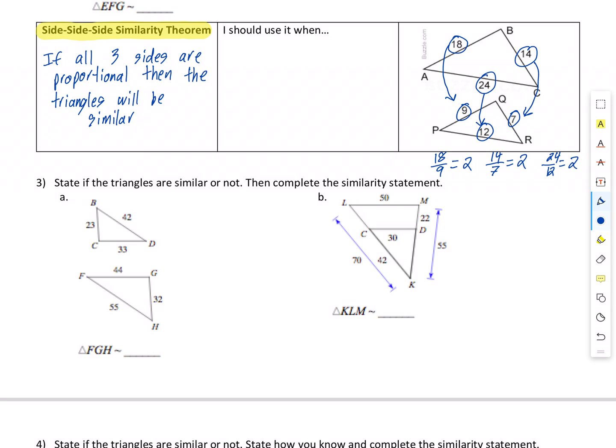So key thing, all three of these must be proportional. If we have one that's proportional to another, but then the third is not, then that wouldn't work. And likewise, if we find one where one of them has one proportionality and another has a different one, then it doesn't matter, we don't need to check the other because all three need to be the same, all or nothing.